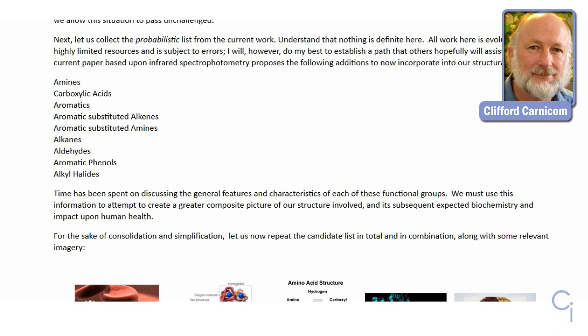I'll read that list very quickly. Right now that list is that of amines and carboxylic acids and aromatic substituted alkenes, aromatic substituted amines, alkanes, aldehydes, aromatic phenols, and alkyl halides. Now, we all understand that nobody's expected to understand what all these mean at this point. I can't say that I know everything. I have tried to educate myself as best I can in the time and effort I put forth here. But we would understand that not everybody would know what these mean yet.